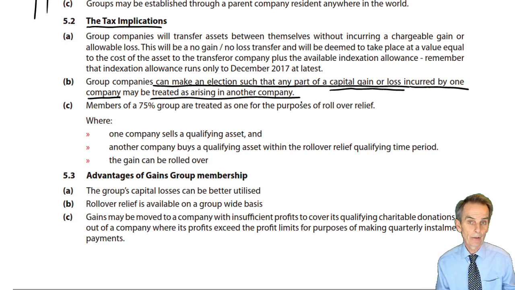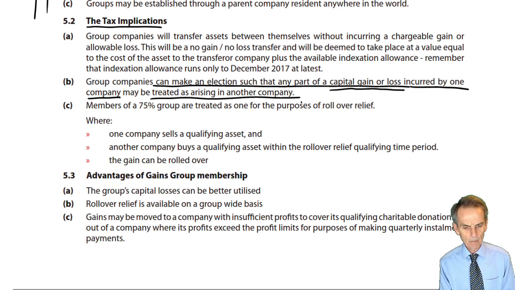There is one further election which goes back to our capital gains relief study, and we will know that when it comes to corporate tax, there's only one capital gains relief that is available, and that is rollover relief. Now make sure, before we see you next time, that you've reminded yourself about how rollover relief works.